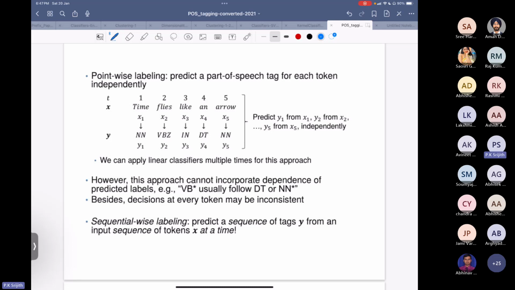For example, the probability of a noun given the start token will be very large because typically many sentences start with a noun, right? The probability of something like a verb given the start token will be very, very small because in general, sentences don't start with a verb. So the models do consider that.